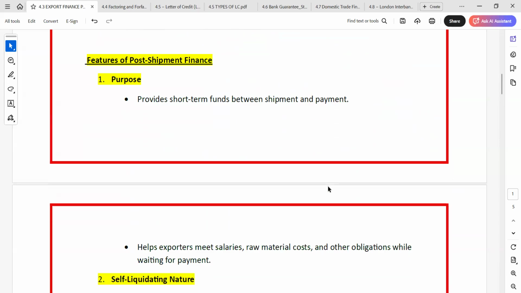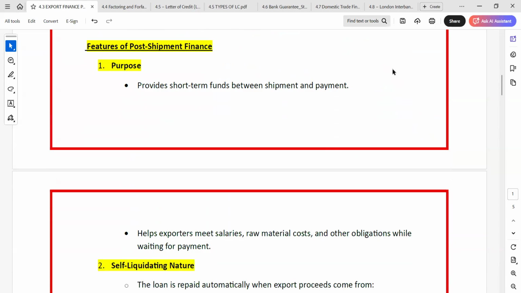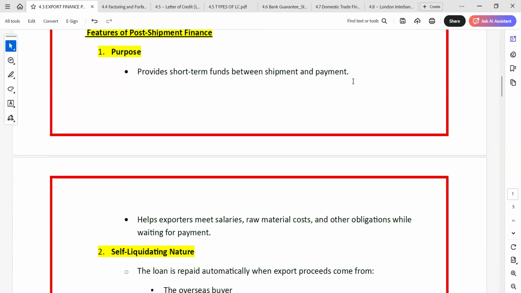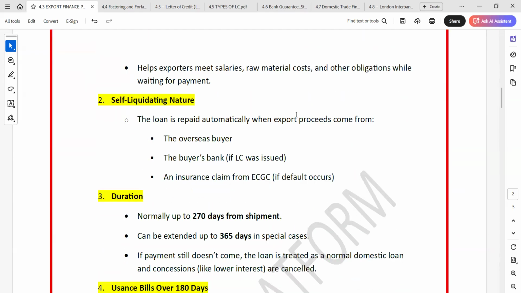Okay, so what are the features of post-shipment finance? Purpose, already we discussed: it provides short-term funds between shipment and payment, helps the exporter meet salary, raw material cost, and other obligations while waiting for the payment, and it has a self-liquidating nature.